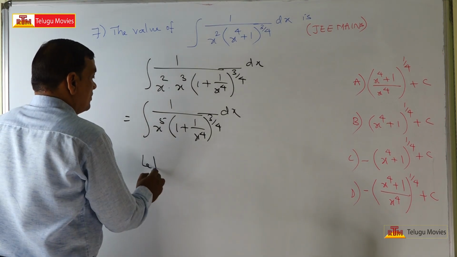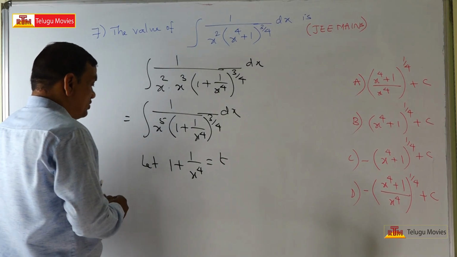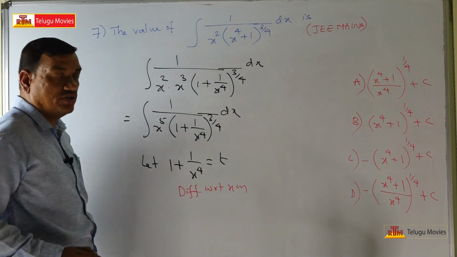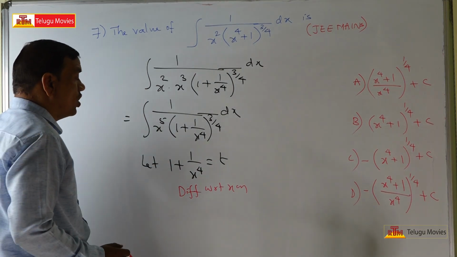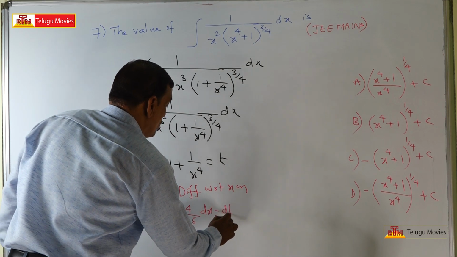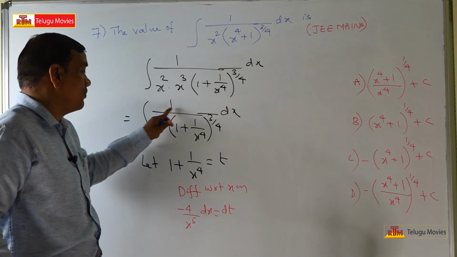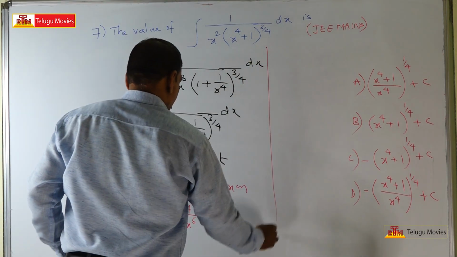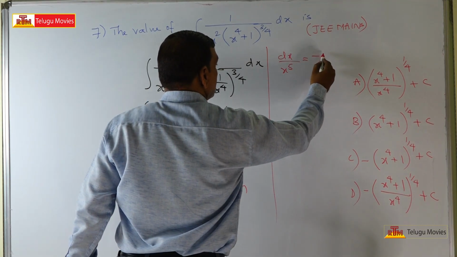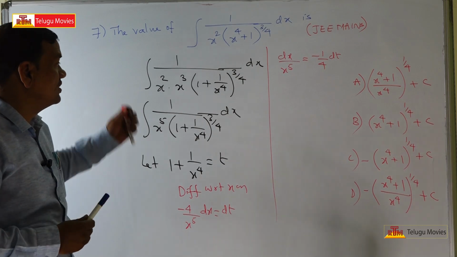Let us take the substitution 1 plus 1 by x power 4 equal to t. Differentiating with respect to x on both sides, the derivative of 1 is 0, and the derivative of 1 by x power 4 is x power minus 4, that is minus 4 by x power 5 dx, equal to dt. Observe here dx by x power 5, and here also dx upon x power 5 is there. So dx by x power 5 is equal to minus 1 upon 4 dt. Now substitute these values in the given equation.